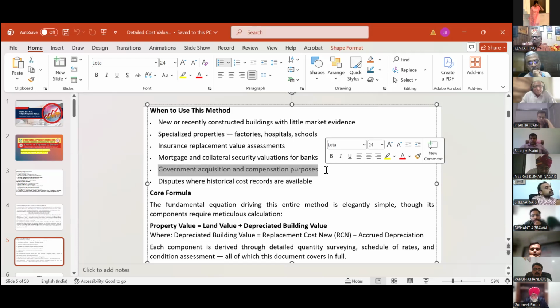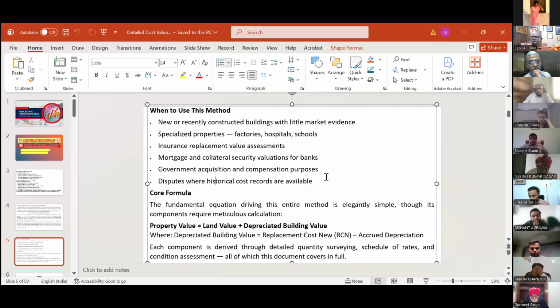So when compensation is to be given or government is acquiring a property, you cannot simply say that this is plinth area rate and this is plinth area rate, and multiply. That is not possible. There you have to use this method. And then, of course, dispute where historical records are available.